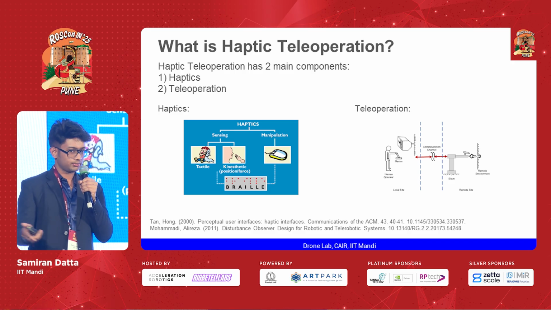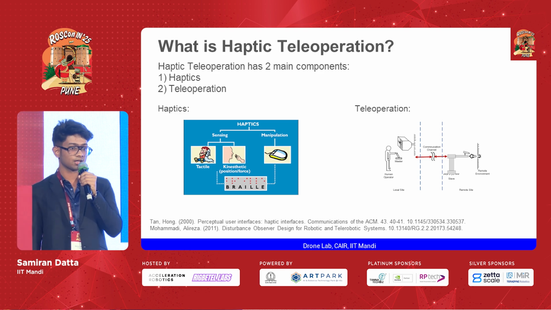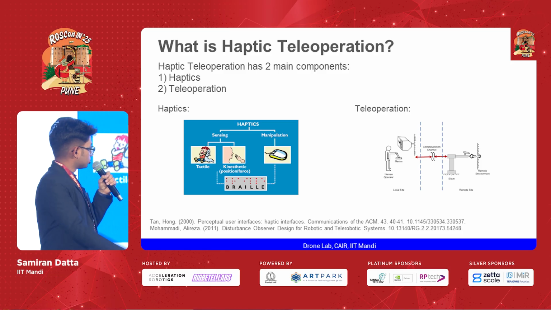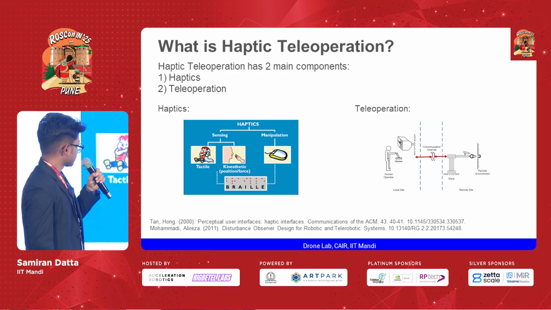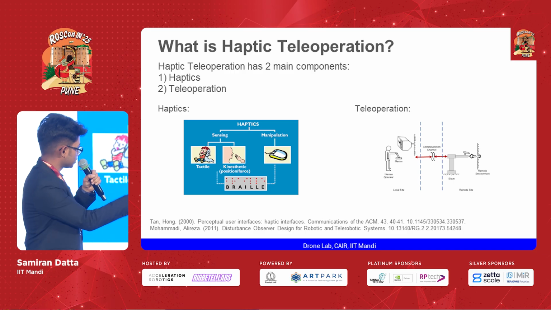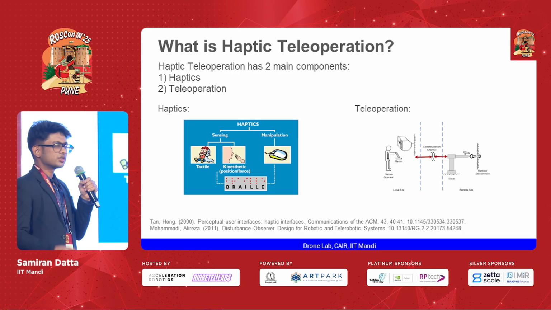Now that agent can be a robot. In my case, at least, it's a robot. It can be a mobile robot as well as a manipulator. So as you can see, this is a basic teleoperation setup, and there we have a communication channel in between, mostly wireless. Nowadays it's all wireless.